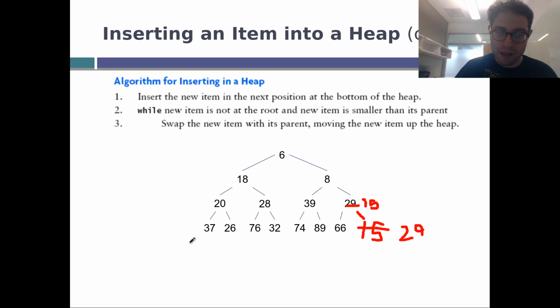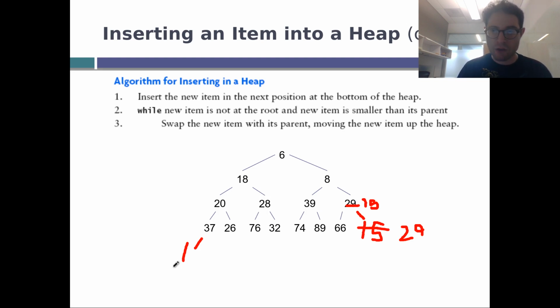Let's say we're inserting 1 over here. Well, 1 would swap with 37, then 1 would swap with 20, then 1 would swap with 18, and then 1 would swap with 6, so 1 would end up being the root. They just simply swap, and basically 6 would get pushed down, and 18 would be pushed down to where 20 is, and 20 would be pushed down to where 37 is, and 37 would be pushed down essentially to where 1 is.